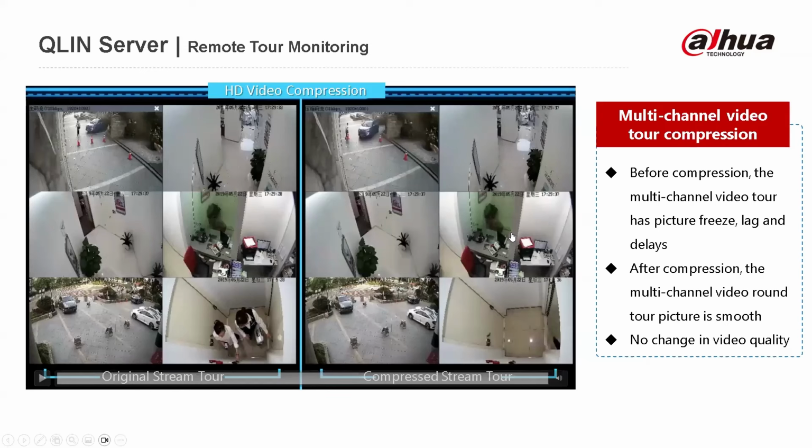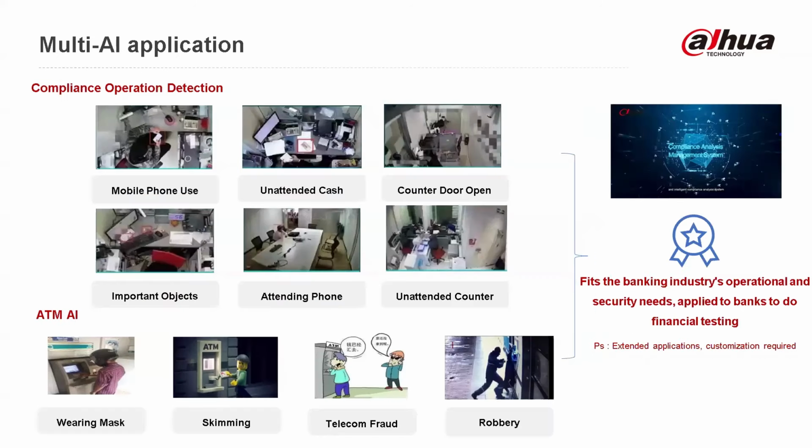The QLIN server sits at the branch level. So we install a QLIN server on each branch. Then at the headquarter, we get the streams. Then we have multiple AI applications that we get from this QLIN server. Things like mobile phone use, unattended cash counter, door opening, important objects that are protected. Maybe attending to a phone, or a counter that is unattended, we can trigger an alarm so that the actual person attends.